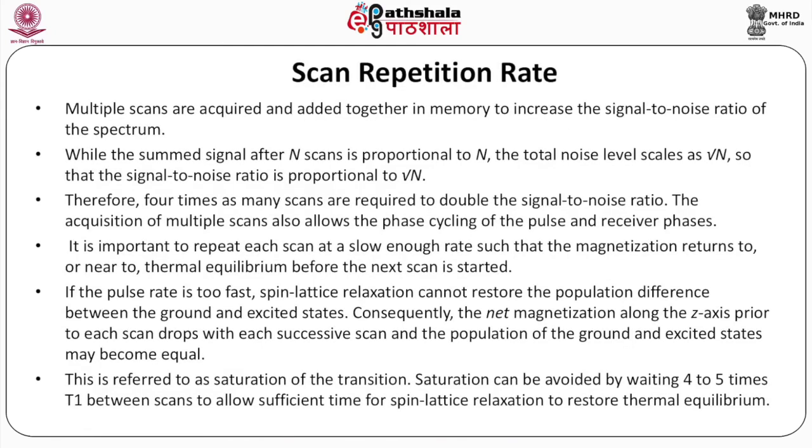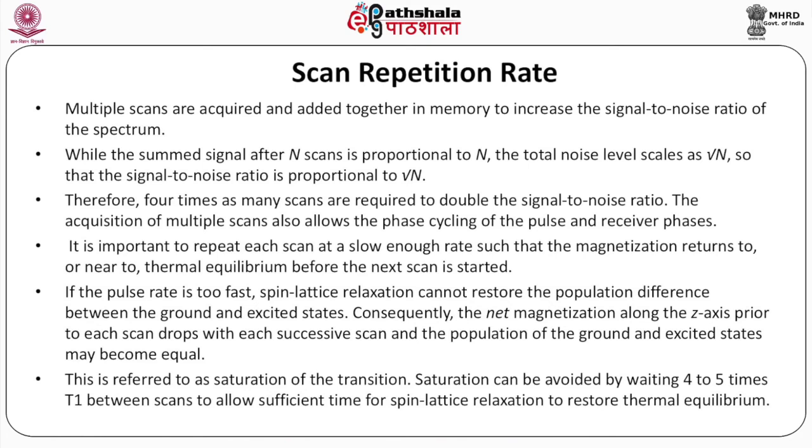Scan repetition rate. Multiple scans are acquired and added together in memory to increase the signal to noise ratio of the spectrum. While the summed signal after n scans is proportional to n, the total noise level scales as the square root of n, so that the signal to noise ratio is proportional to the square root of n. Therefore, 4 times as many scans are required to double the signal to noise ratio. The acquisition of multiple scans also allows the phase cycling of the pulse and receiver phases.